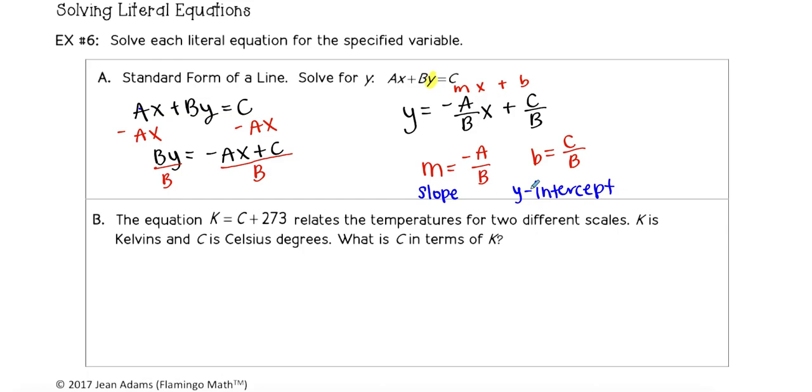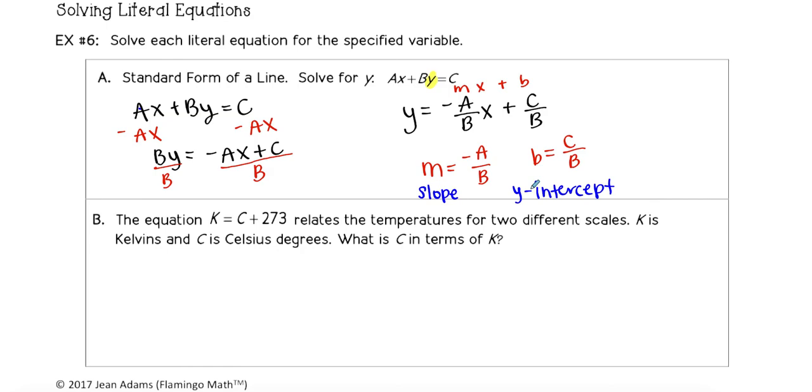All right, next one. The equation K equals C plus 273 relates to temperature for two different scales. K is Kelvin, C is Celsius in degrees. What is C in terms of K? So the hardest part about any word problem is just what are they asking me, right? I want to know what is C. So that means solve for C.